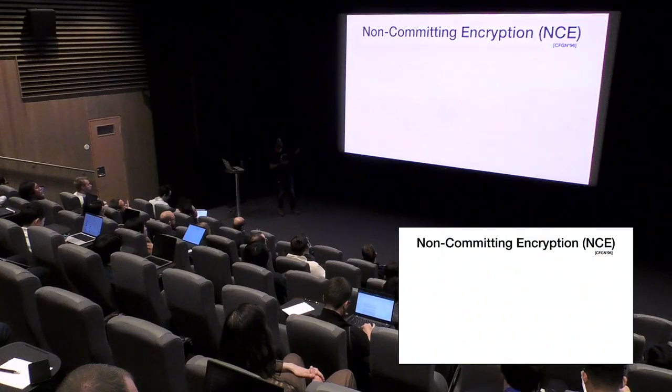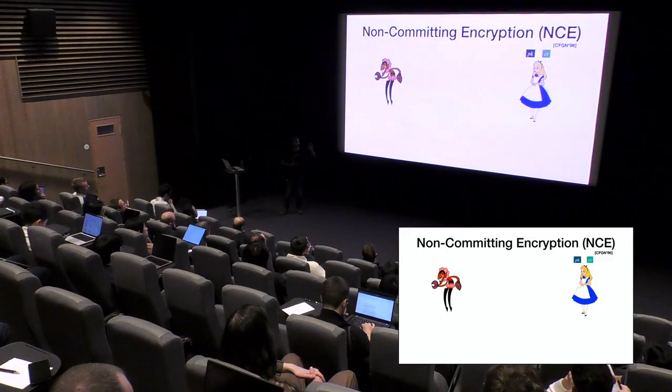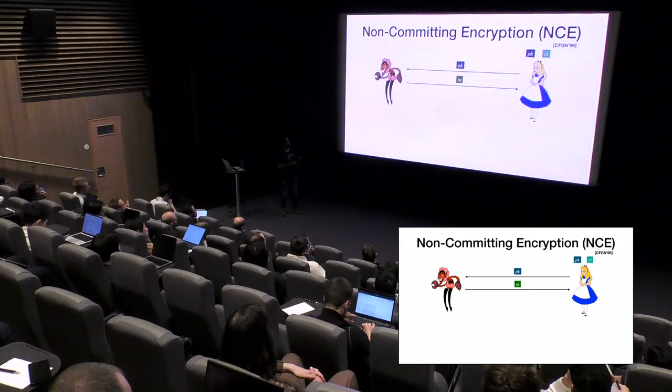In the simulated world, which I call the non-committing world, the challenger starts with a public key and a ciphertext. So it has generated a ciphertext before seeing the message. Now it sends the public key, and gets back the message.